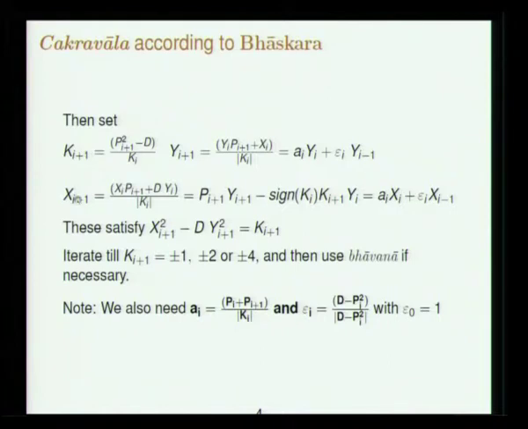So this x i plus 1 and y i plus 1 that you have calculated satisfy x i plus 1 squared minus d y i plus 1 squared is k i plus 1. Now the k i plus 1 value could be anything, so you have to keep iterating the algorithm till you get plus 1, in which case the problem is solved. But you can always do bhavana. If you find minus 1 or plus minus 2 or plus minus 4, you can always do bhavana and go to the solution. So this is the Chakravala algorithm that we discussed in the last class.